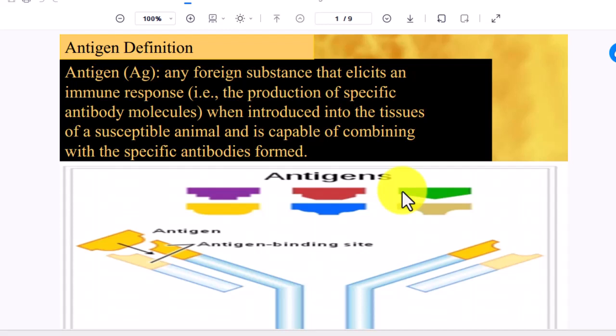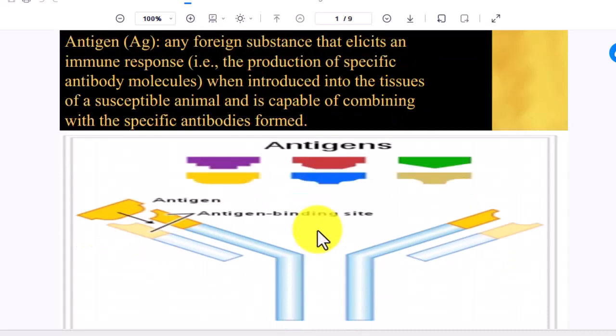This is some basics about the ELISA and some introductory knowledge we should know about antigen. Antigen, we can say, is any foreign substance that elicits an immune response, the production of specific antibody molecules, when introduced into the tissues of the susceptible animal and is capable of combining with the specific antibodies formed.